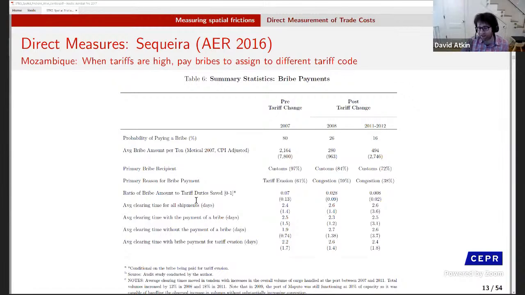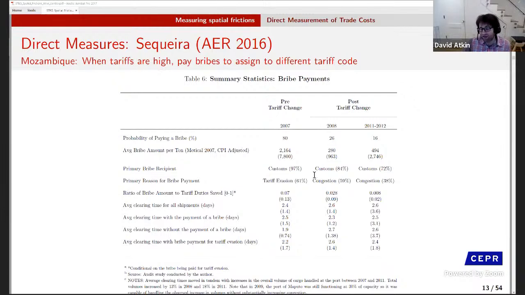And she shows that prior to this massive drop in tariffs, about 80% of shipments were paying a bribe to customs officials. And most of the time that bribe was for tariff evasion, which typically in this context means I'm shipping in something which should pay a high tariff. I pay the customs official through an intermediary to write that import down as an import of iron, which has a low tariff, rather than an import of steel, which has a high tariff. And so this way they end up paying lower rates.